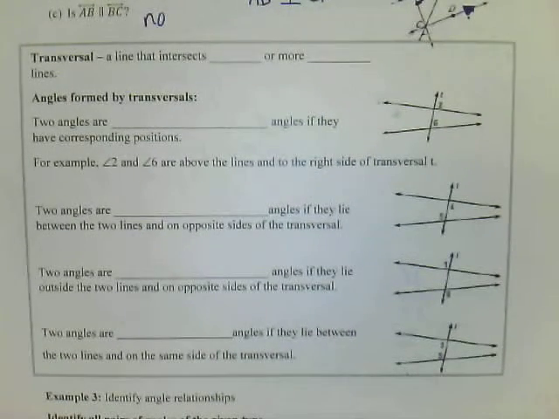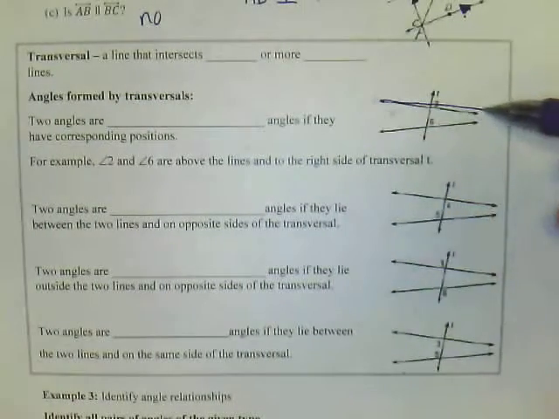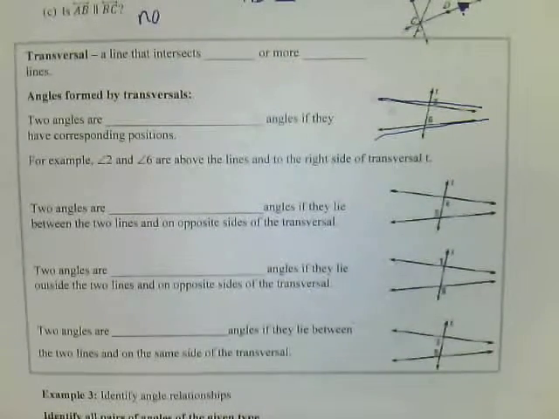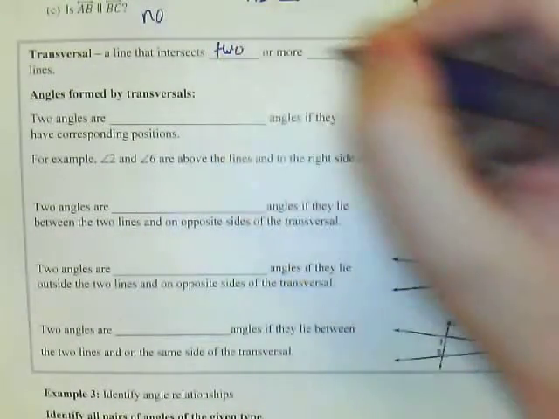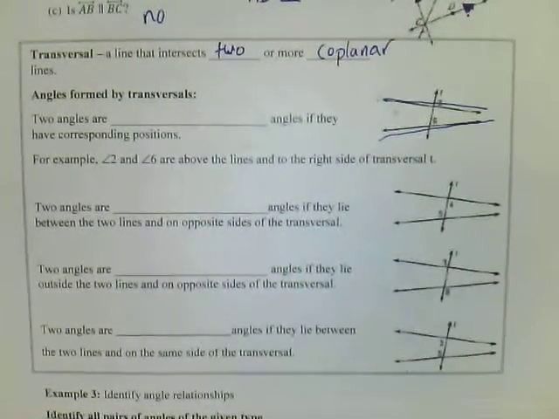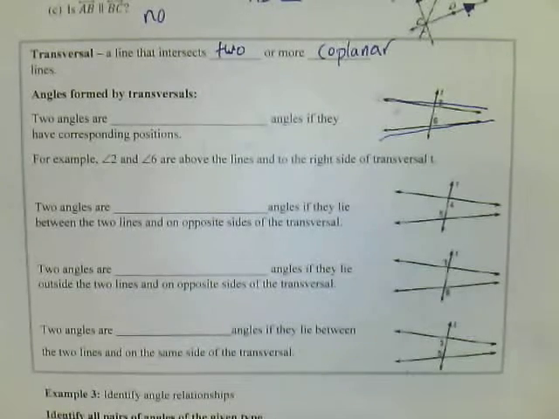Right, now we're going to look at some names. We have special names for certain angles when you have some intersecting lines. So first of all, let's talk about the word transversal. A transversal is what we're going to call a line that intersects two other lines. So if we have any two lines, say this line, and then we have a line going through those two lines, we call that a transversal. So it's a line that intersects two or more coplanar lines. Again, coplanar just means that they're all on the same two-dimensional surface.